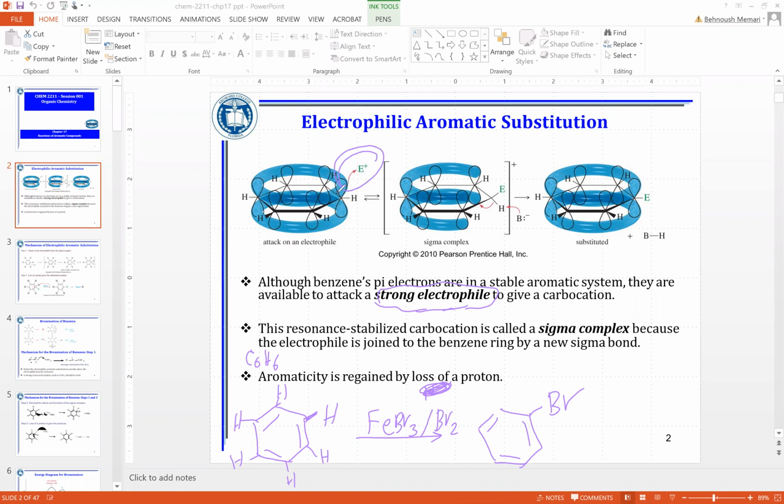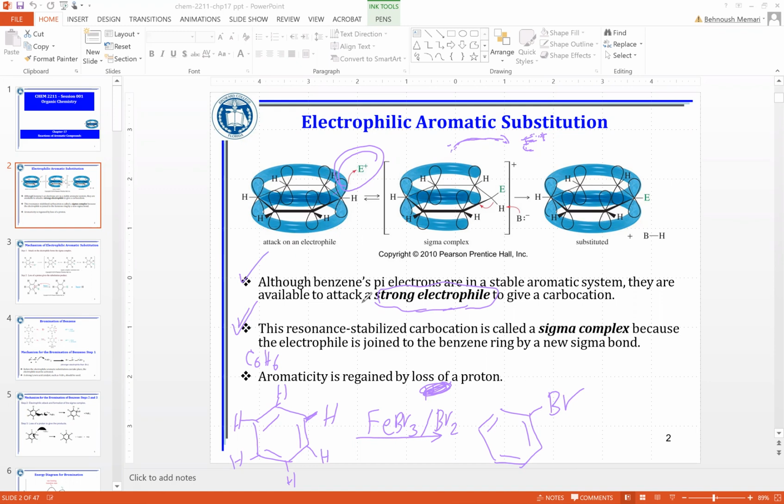The benzene ring, because it's rich in electrons, is going to attack the electrophile. The attack, or the arrow, is always from electron rich to electron poor. So if the E plus is our electron poor species, or our electrophile, the attack is going to come from the benzene ring toward the electrophile. So the first step is the strong electrophile being attacked by the benzene ring, the electrophilic attack.